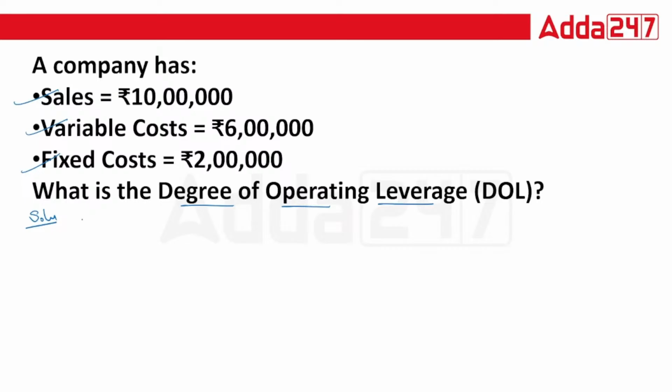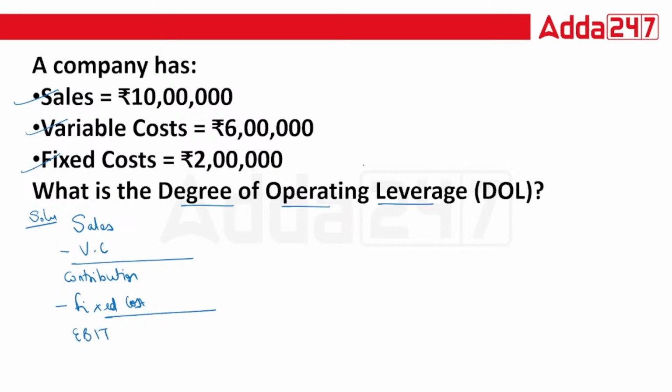So here, firstly, we need to make that statement: sales minus variable cost will give you contribution, minus fixed cost will give you EBIT. Now, degree of operating leverage. As here no percentage is given, so we are not going into that percentage. We have another formula where we use contribution divided by EBIT.